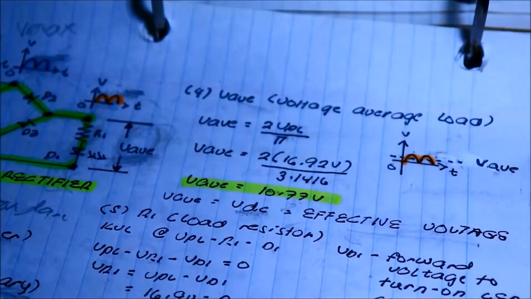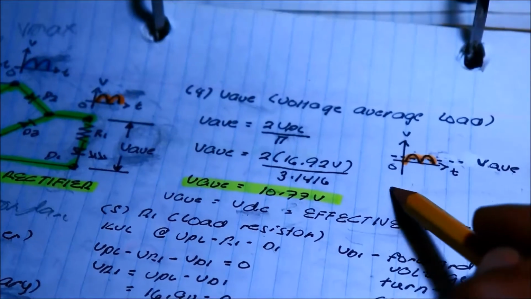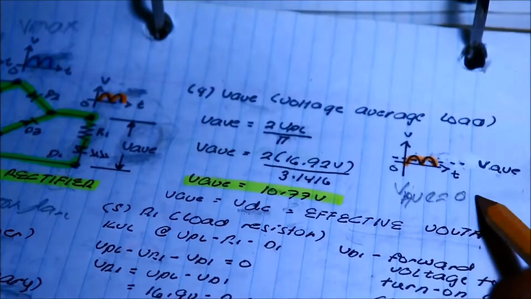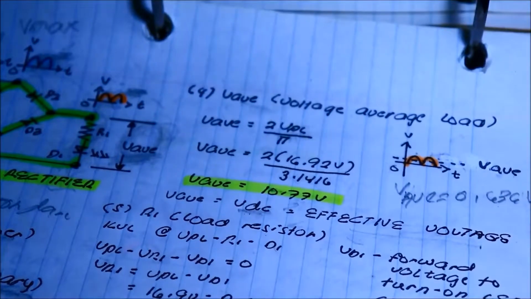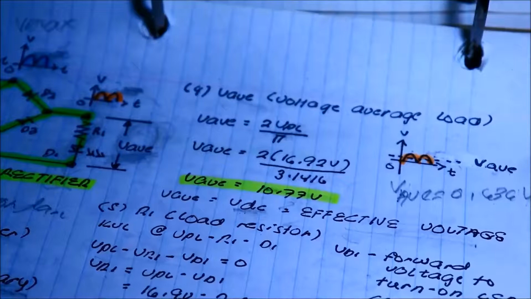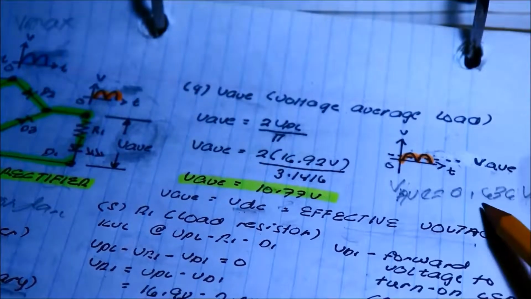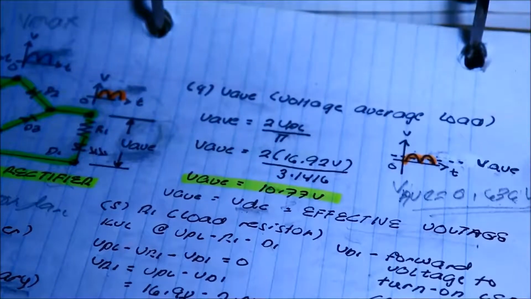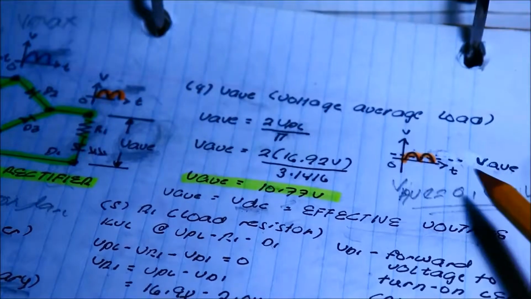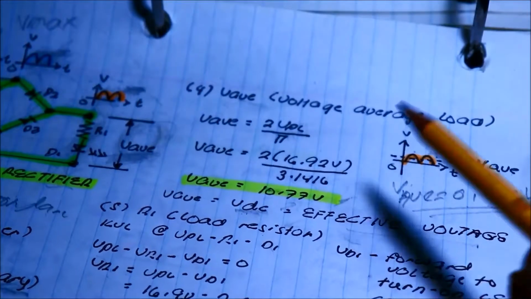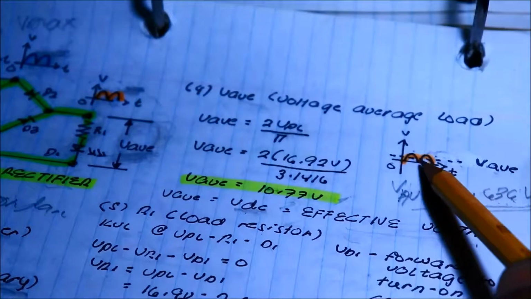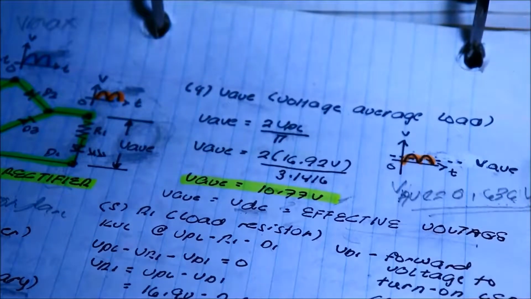10.77 volts. There is another formula for that. Voltage average is equal to 0.636 times the voltage peak, and the result is the same, 10.77 volts. That is the voltage average of the load, located near the peak of the voltage.